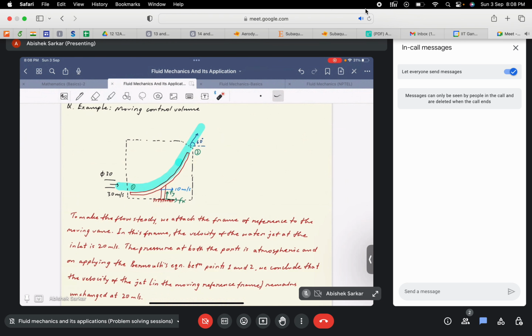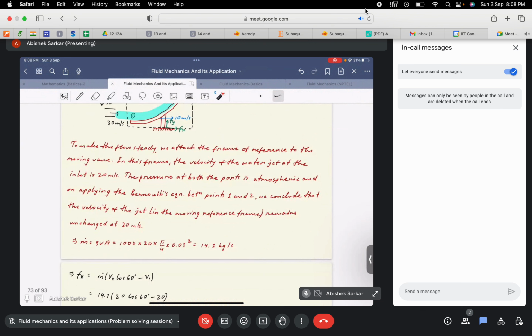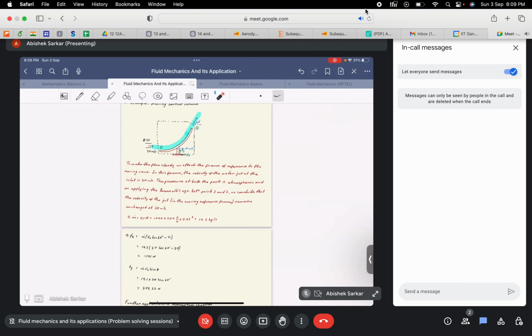So let's look into the explanation of the problem. So to make the flow steady, we attach a frame of reference.